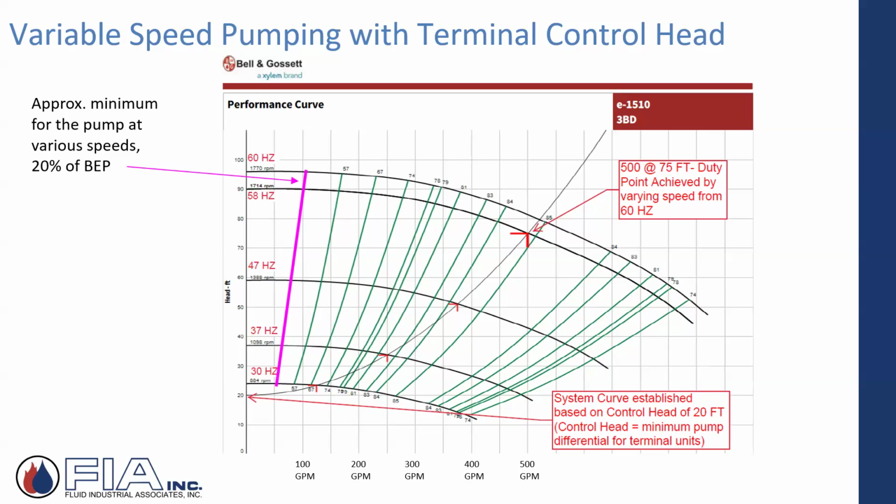But the point here is just that the system curve, sometimes they'll actually call it a control curve, because they're saying, hey, I've got this control head of 20 feet, control head minimum pump differential for terminal units. So I'm starting at 20 feet and then varying up to my design conditions of that 500 gallons a minute, 75 feet.